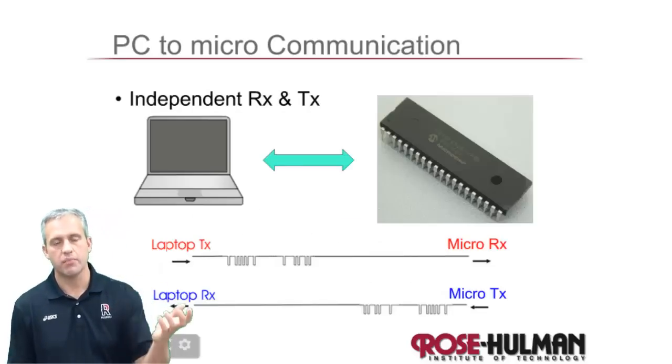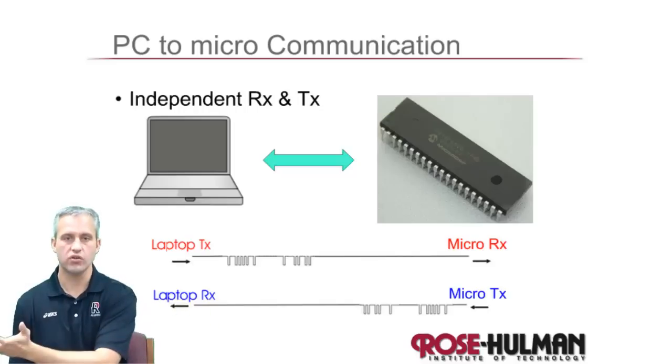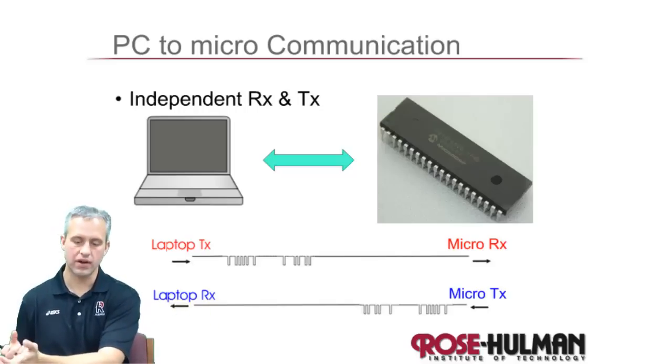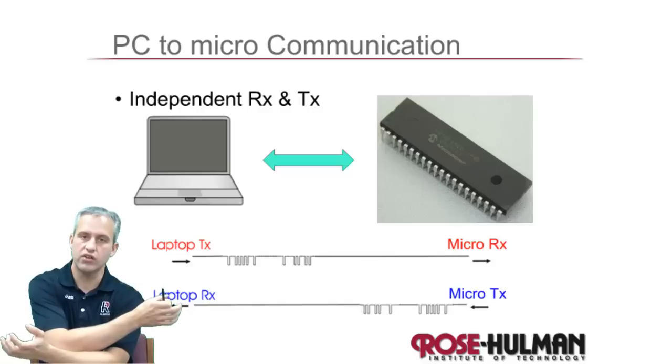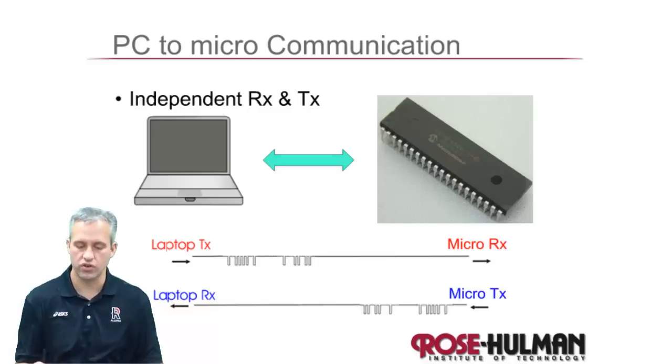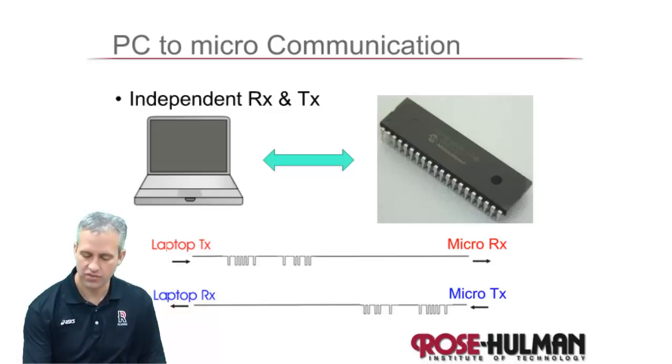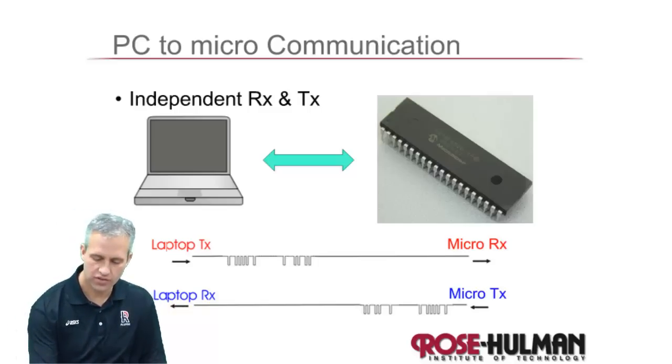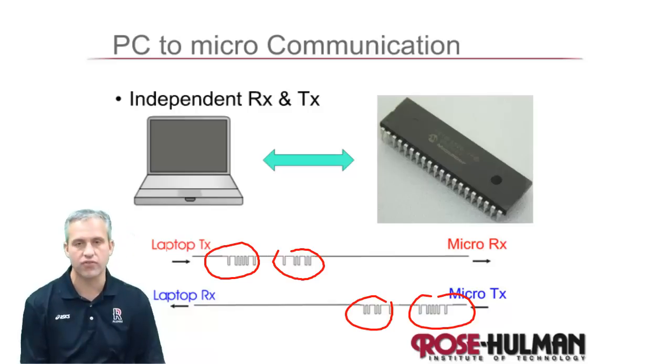The computer has a TX line. It's going to go to the microcontroller. The microcontroller has its TX line. It's going to go to the computer, so they can talk at the same time without any collisions at all. Here you can see there's a couple messages being sent. Here's a message that comes across from the computer, and then another message, and then here's a message that comes back from the microcontroller.